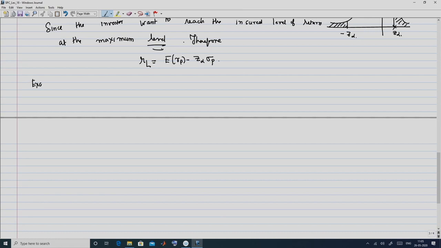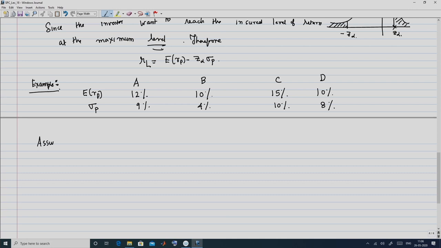Now let us look at this through an example. We recall the table where we had portfolios A, B, C and D, the table I had introduced in the last class. For A, the expected return ERP is 12%, for B it is 10%, for C it is 15%, and for D it is 10%. And the corresponding standard deviation sigma p is 9%, 4%, 10%, and 8%.